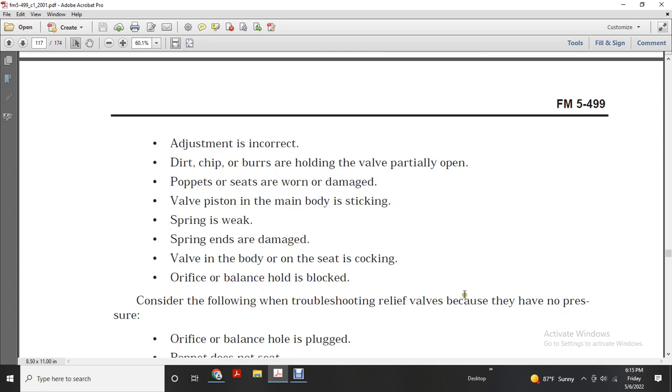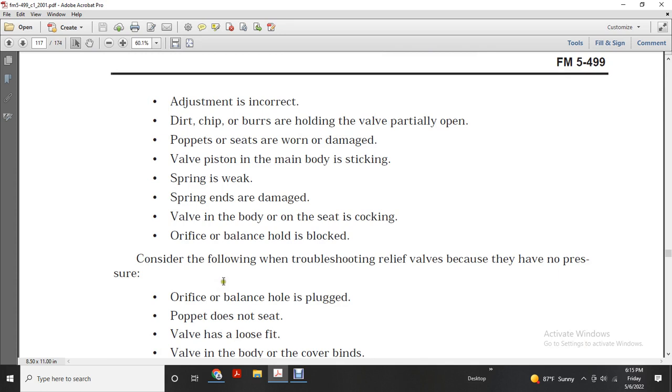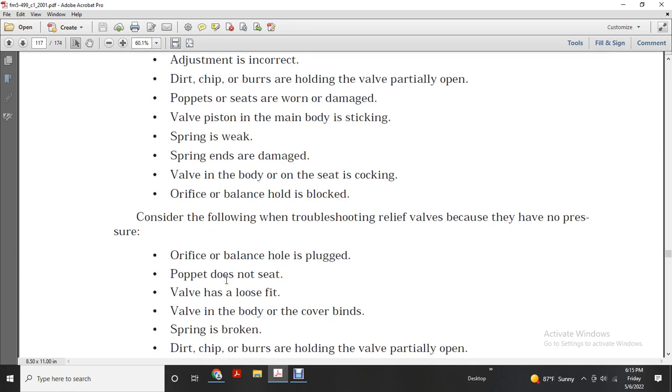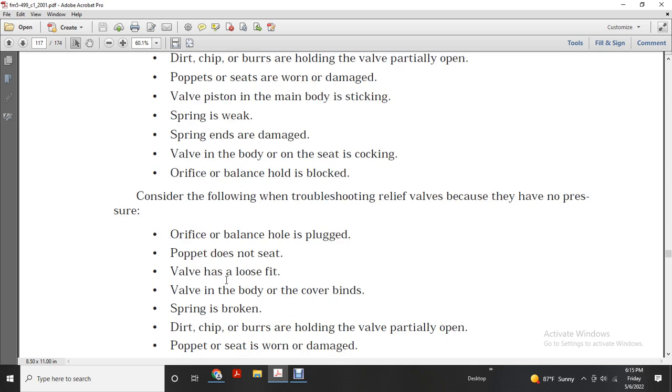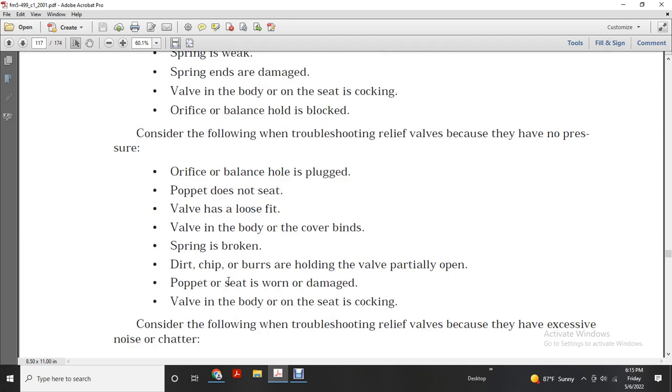Consider the following when troubleshooting the relief valve if there is no pressure, or if the balance hole is plugged and the poppet does not seat. See if the valve has a loose fit in the body, or the cover binds the valve. The spring may be broken, or dirt or chips may be holding the valve partially open. The poppet or seat may be worn or damaged. The valve in the body or seat may be cocking.